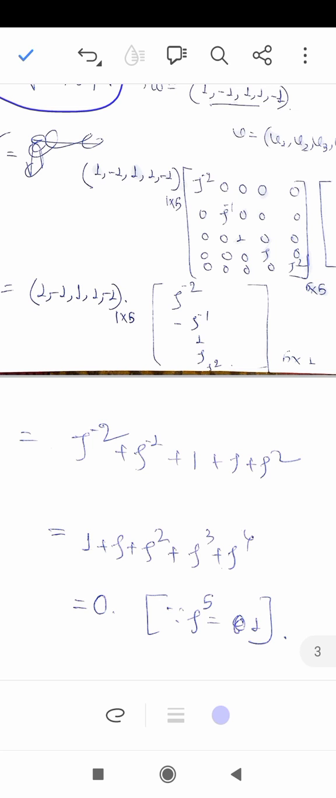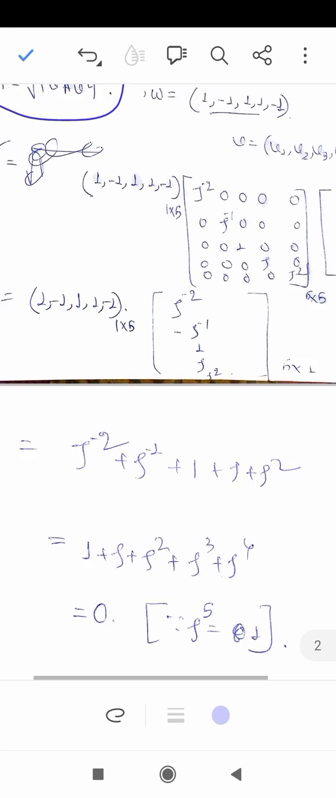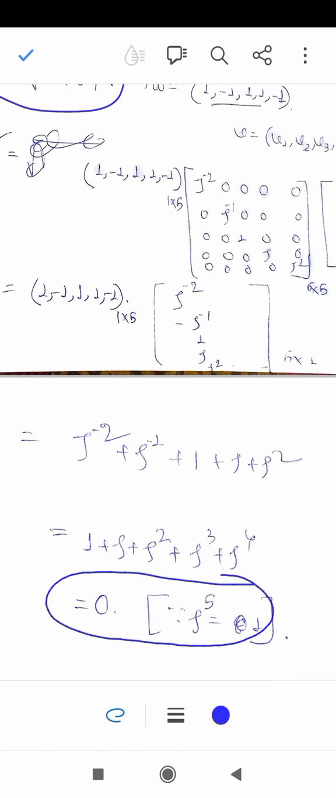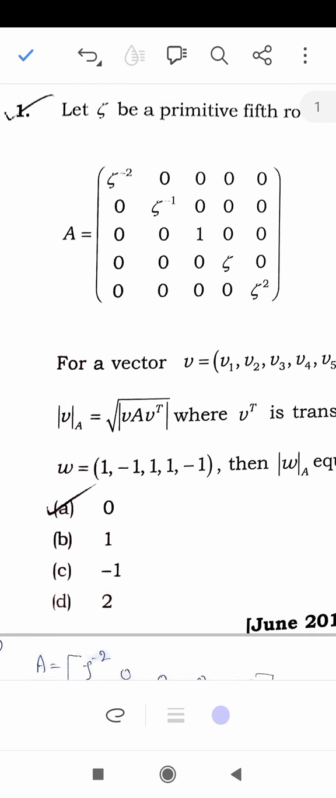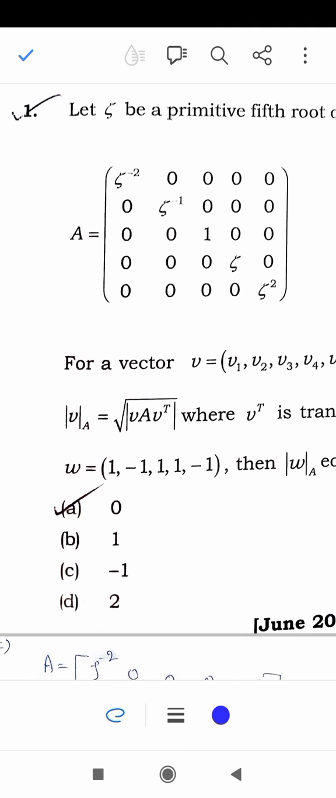Now since J is a fifth root of unity, J power 5 is 1, and that means 1 plus J plus J square plus J cube plus J power 4 is simply 0, right? That is simply 0. So this is our answer. If I check the options here, the first is the right option.